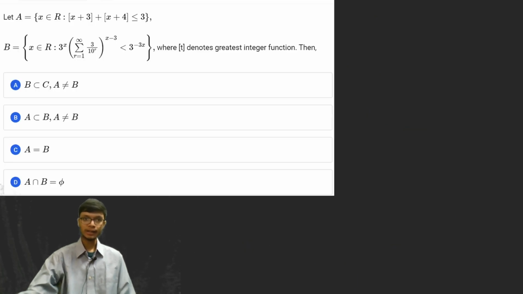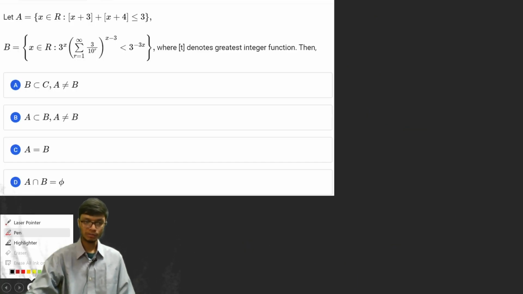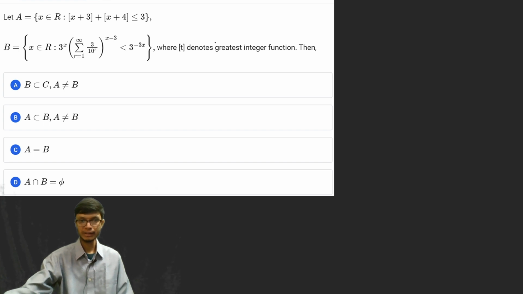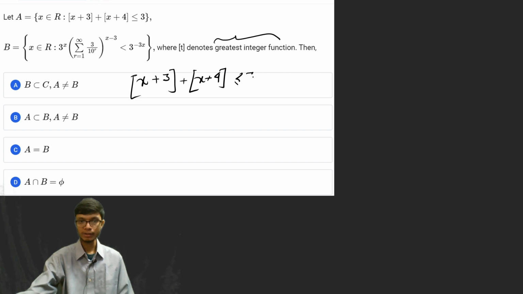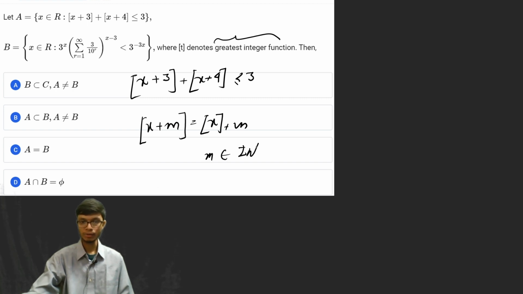The next problem is again an interesting problem which involves the concept of the GIF function, that is, the greatest integer function. The equation is given as greatest integer of x plus 3 plus greatest integer of x plus 4 is less than or equal to 3. Now, whenever I have a greatest integer function, the greatest integer of x plus m is equal to greatest integer of x plus m, where m is an integer.